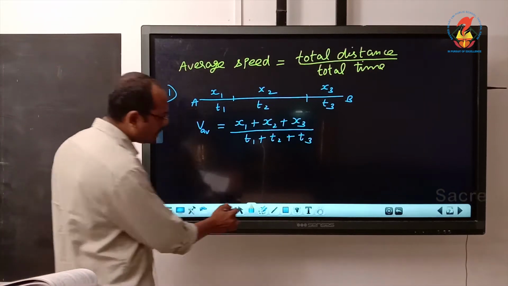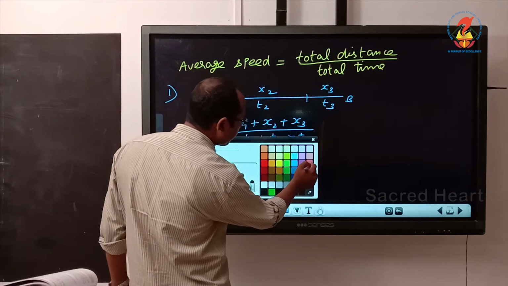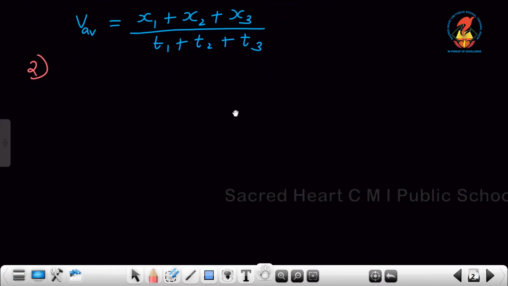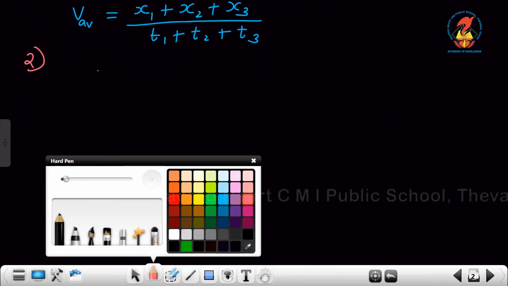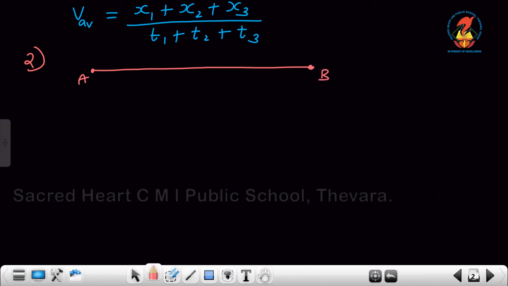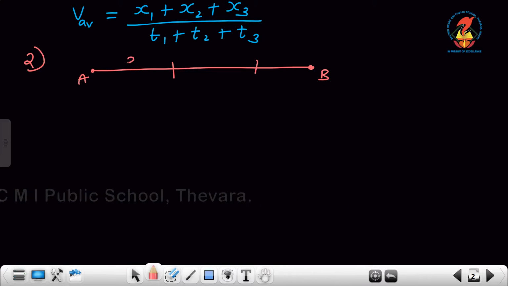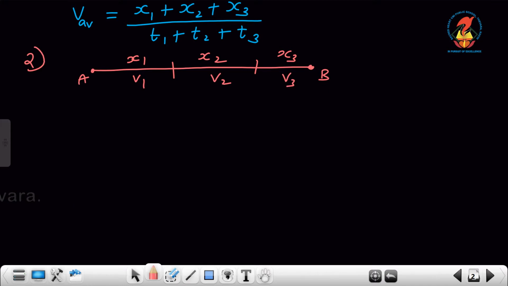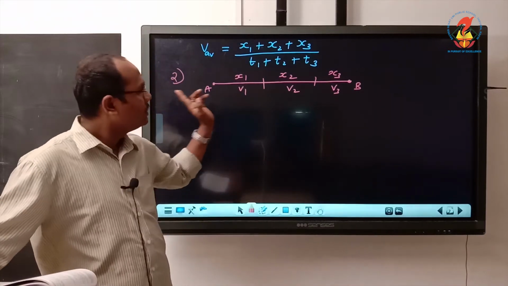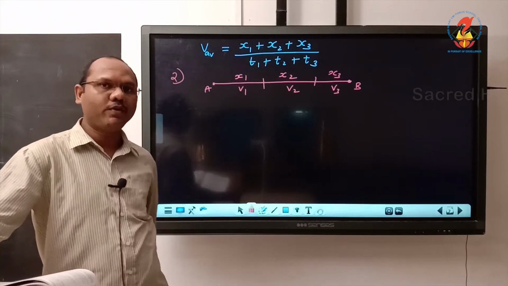Now, let us see another example. A body is traveling from A to B. I split this in 3 parts. The distances travelled are x1, x2 and x3. The speeds will be v1, v2 and v3. They haven't given the time. Instead of giving the time, they can give the speed. Then what will you do?